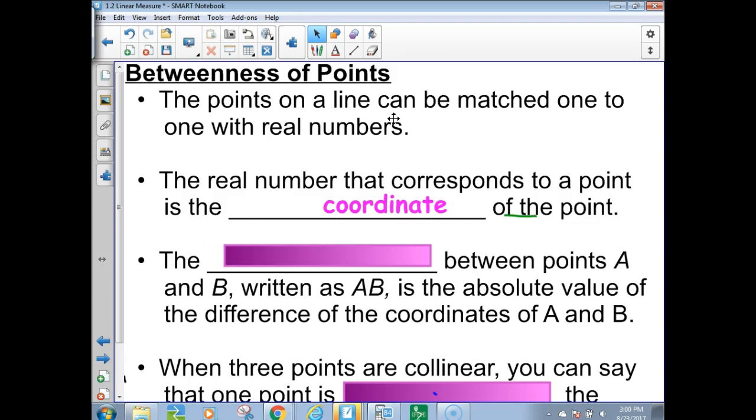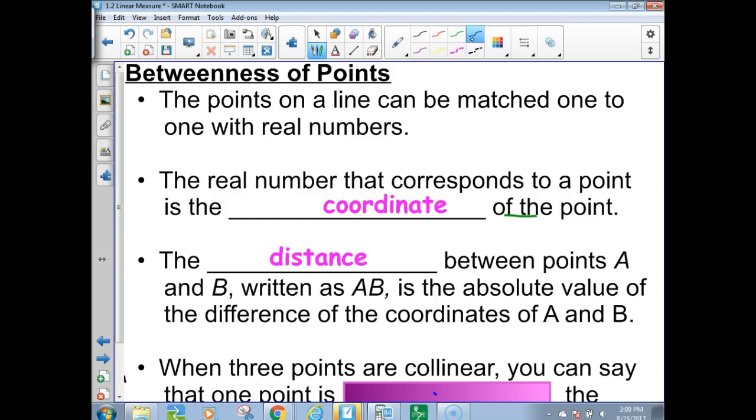All right, points on a line can be matched 1-to-1 with the real numbers. That first statement there, all that means is that your number line is numbered in increments, okay, and you can count them. Okay, so where a real number is called its coordinate, and the distance between points A and B, written AB, is the absolute value of the difference.